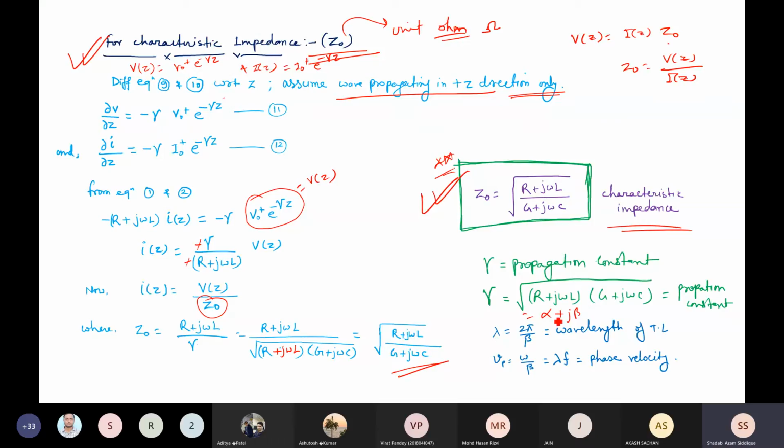Why are alpha and beta useful? Alpha is the attenuation constant, and beta is called the phase constant. The phase constant is required to find the wavelength of the transmission line: lambda is equal to 2 pi by beta. And Vp is called the phase velocity. Phase velocity is nothing but omega by beta, and this can also be written as lambda into f.